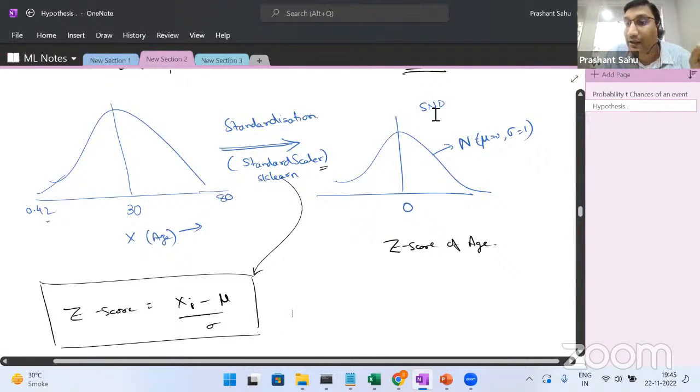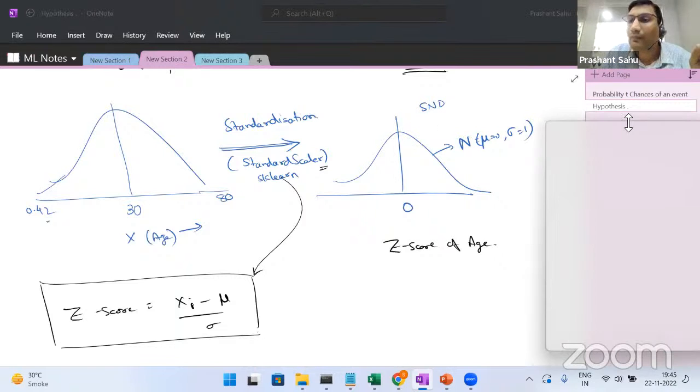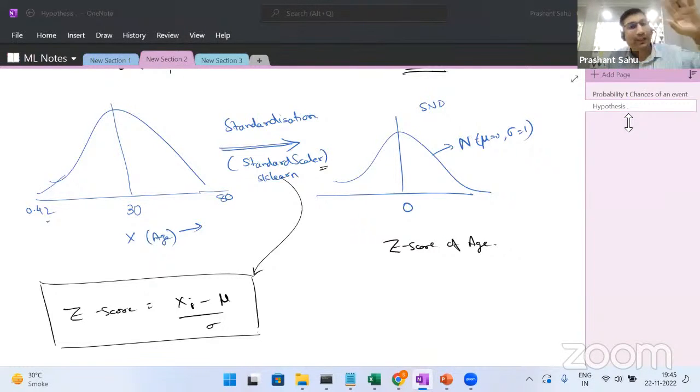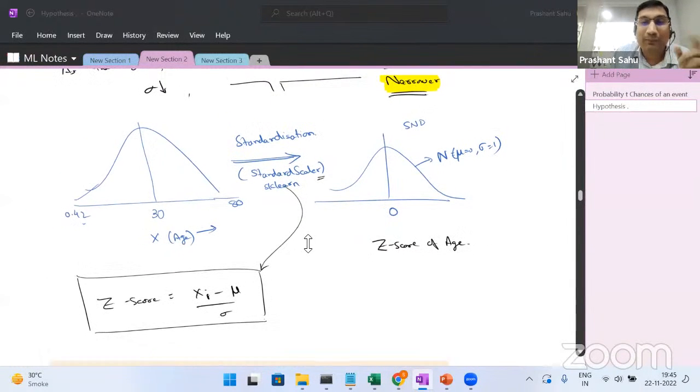So there are some questions. Some people are asking me to repeat CDF and PDF. I'll repeat that in the hypothesis testing now. Okay. That is where the actual application is.